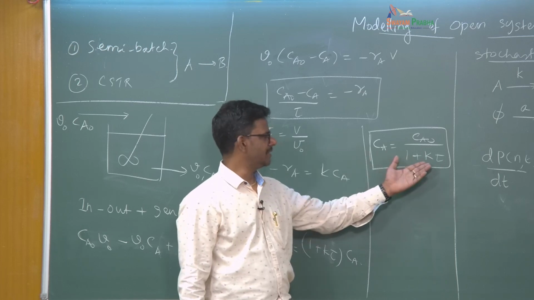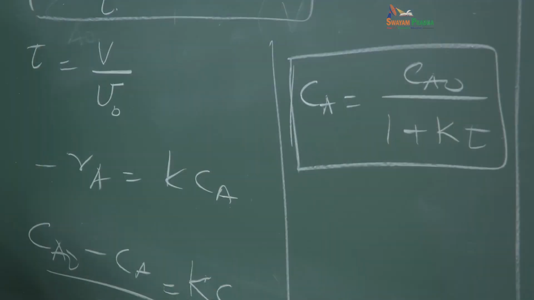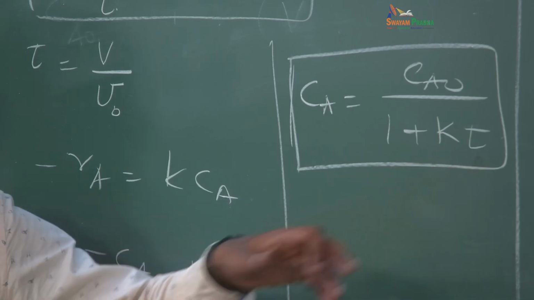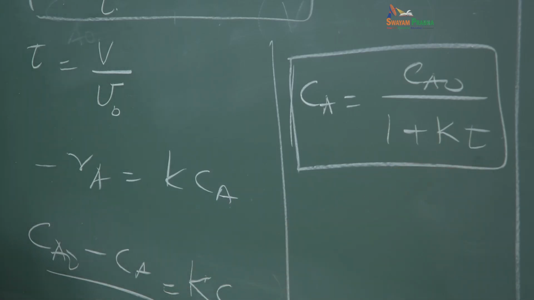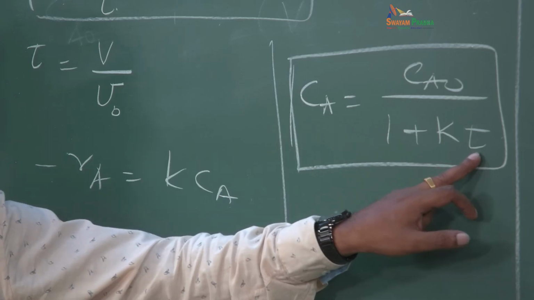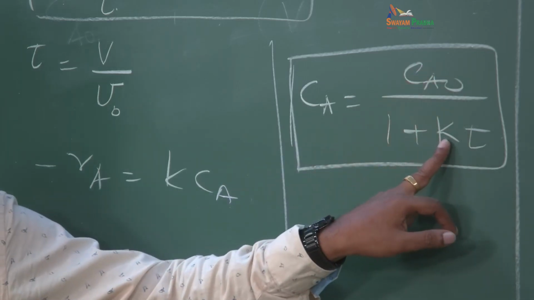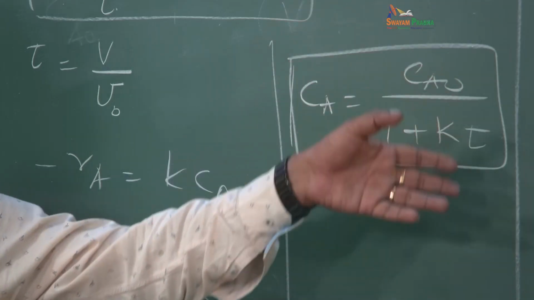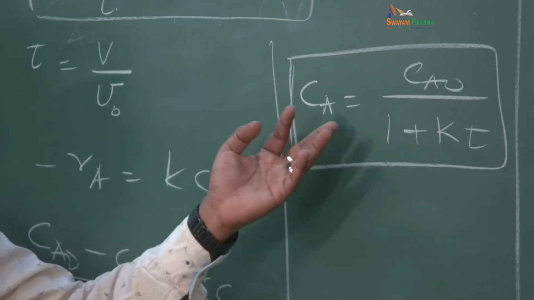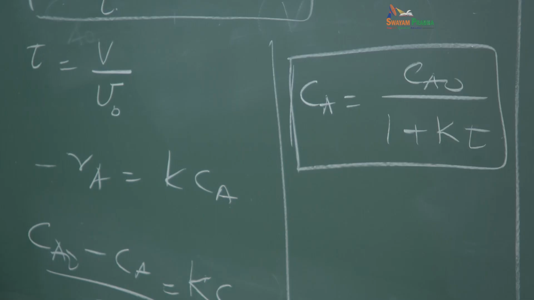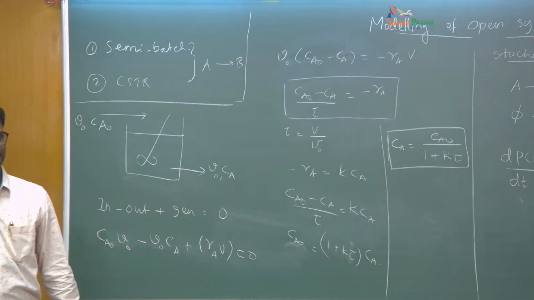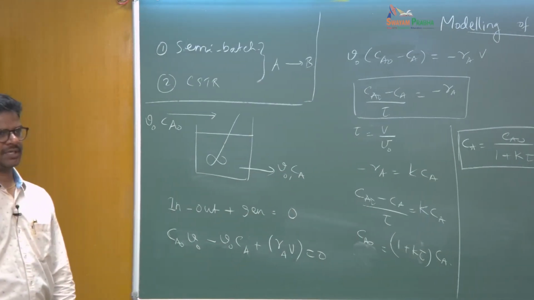So you can see that by designing a reactor with a larger or smaller volume, you can change this tau, or for a fixed volume, you can change the volumetric flow rate and change tau. CA naught is also under your control. K you can change by temperature. So you have some option to manipulate each of these variables. Accordingly, the steady state concentration in the reactor will change. Okay, so this is how we handle CSTR at steady state.